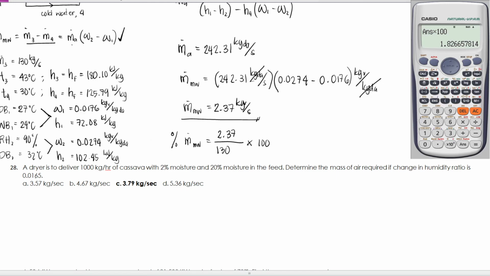Alright. So, for number 28, dryer naman: a dryer is to deliver 1,000 kilograms per hour of cassava with 2% moisture and 20% moisture in the feed. Determine the mass of air required if change in humidity ratio is 0.0165.